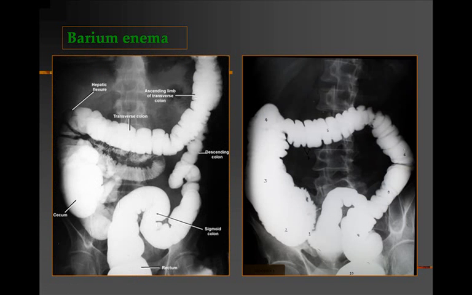Another example of barium enema is shown here on the left. Note again the anatomical variation in size, shape, and structure of the organs. They are both normal, and this only underscores anatomical variations.